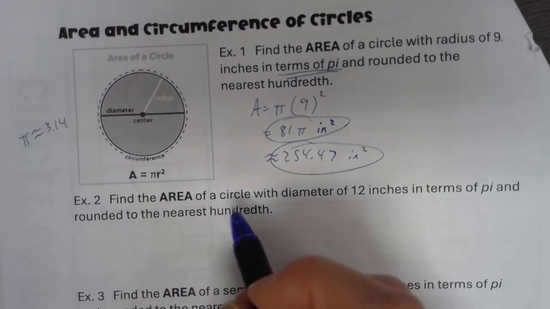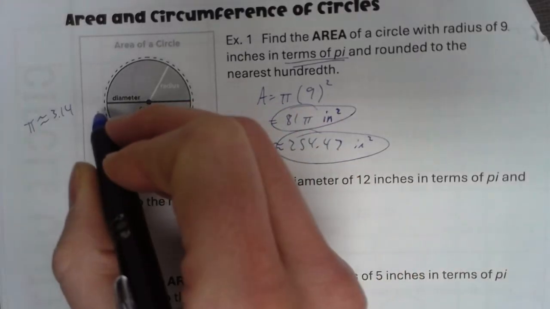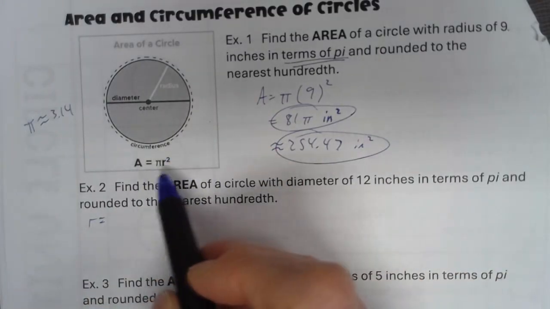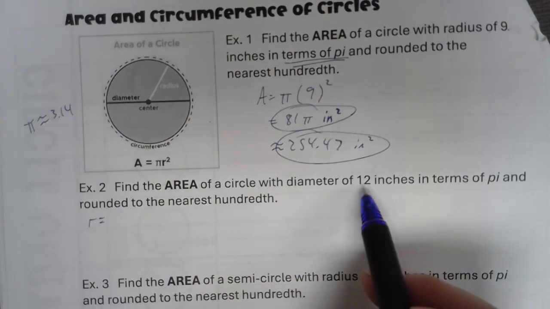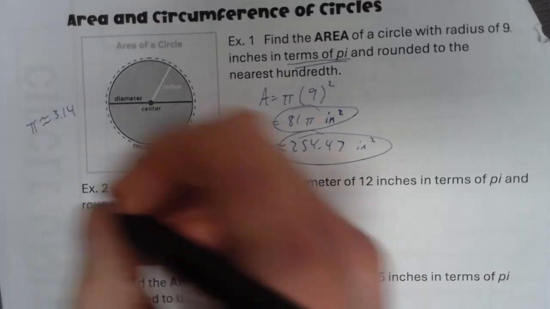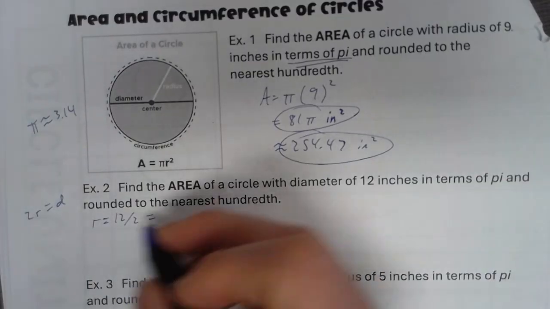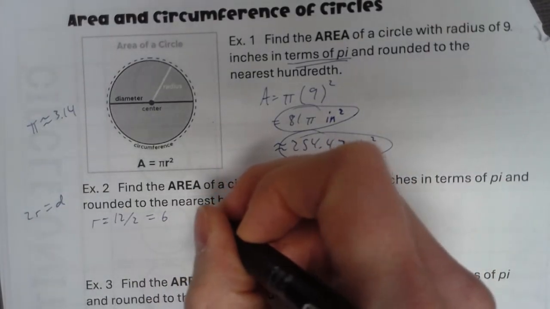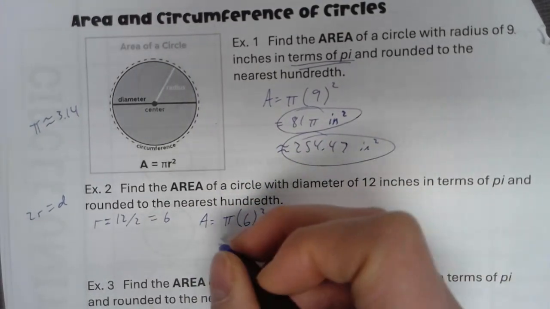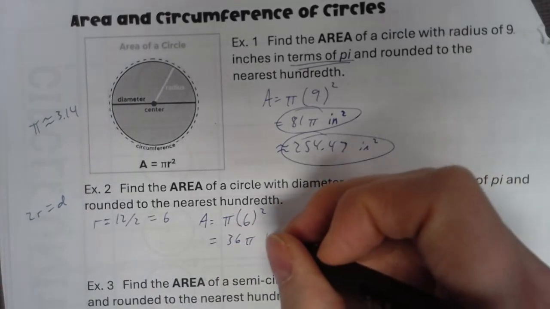Now we're asked to find the area of a circle with diameter of 12 inches in terms of pi. Remember, diameter is the distance all the way across. The radius is half the diameter, and our area formula uses radius, not diameter. So we need to know what the radius is first. So radius is going to be the diameter divided by 2, because 2 times the radius is the diameter. So our radius is 6. So our area is pi times 6 squared, pi times the radius squared, which is 36 pi. This is also in inches, so square inches.